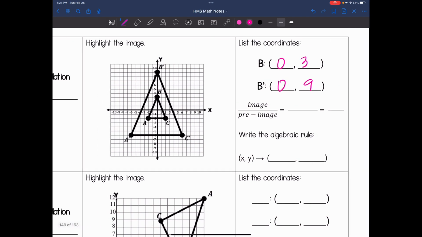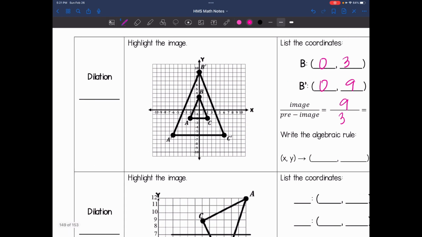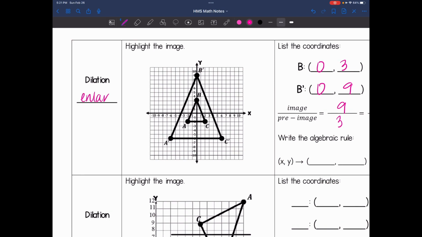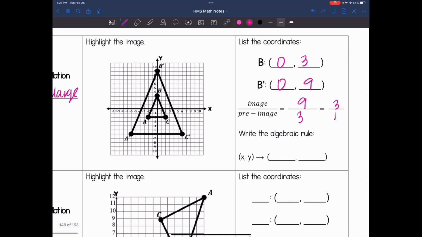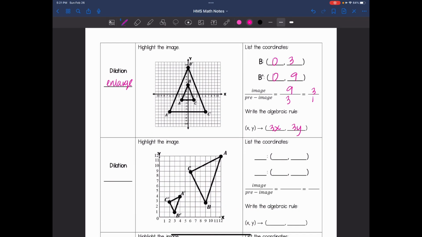So my image, which is my new, 9 over pre-image 3. I can't do the zeros because it's 0. I have to do the numbers. 9 divided by 3 comes out to 3 over 1, but really it's just 3. So my dilation is going bigger, right? Enlarging, because it's 3 and 3 is greater than 1. And my algebraic rule looks like 3 times x and 3 times y. Cool, makes sense? No, not yet? All right, cool. Let's try another one.